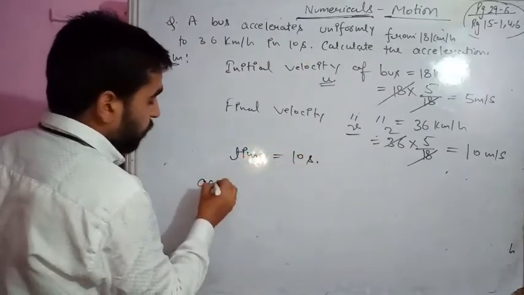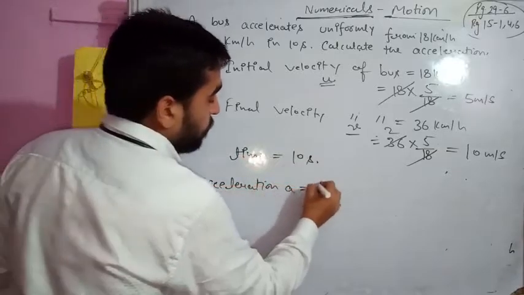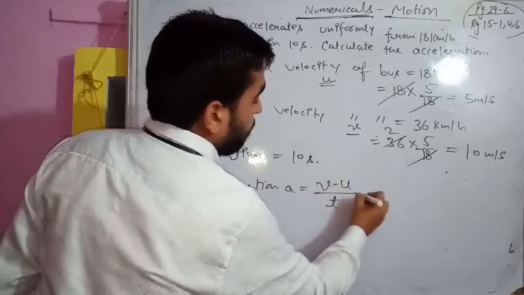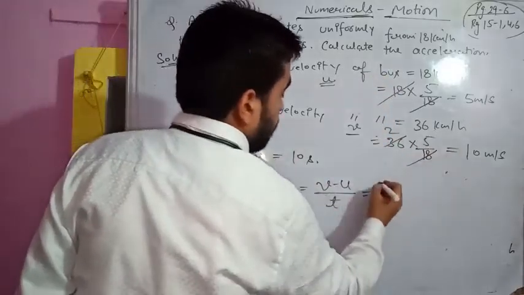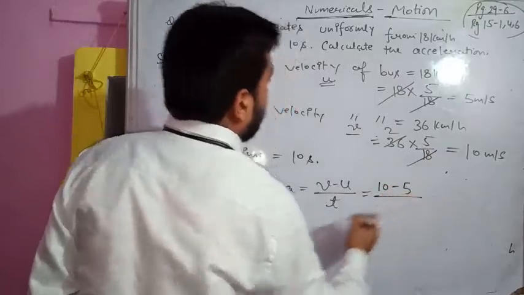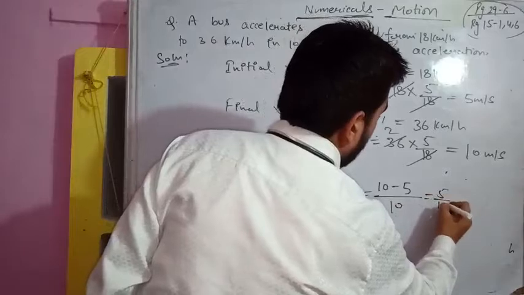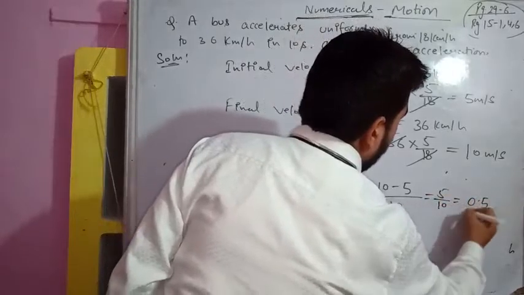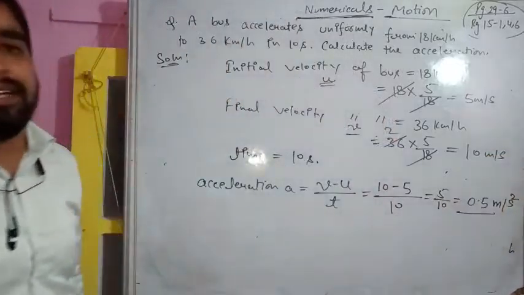So apply the formula for acceleration. Acceleration a is equal to change in velocity, v minus u, upon time taken t. So v minus u, final velocity 10 minus initial 5, upon what is the time taken? 10 seconds. So 10 minus 5, this will be 5 upon 10. So this will be 0.5. The unit for acceleration is meter per second square.